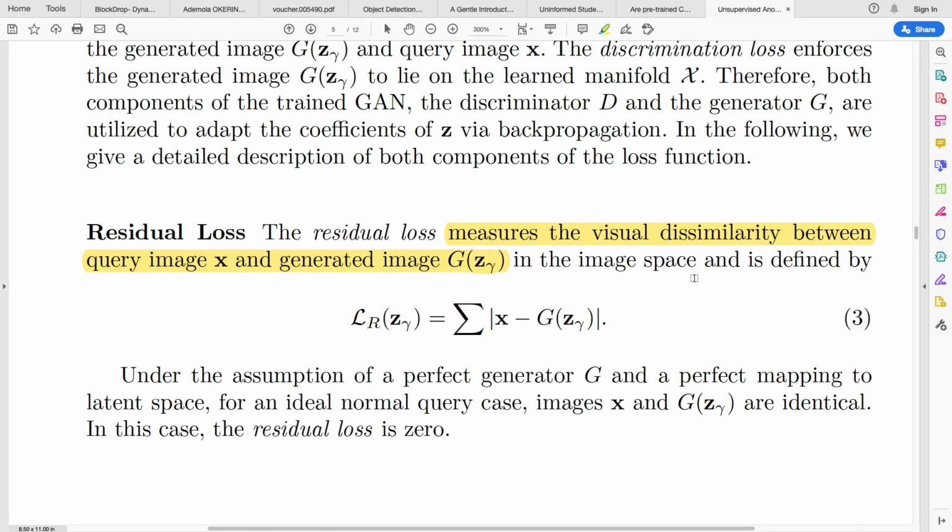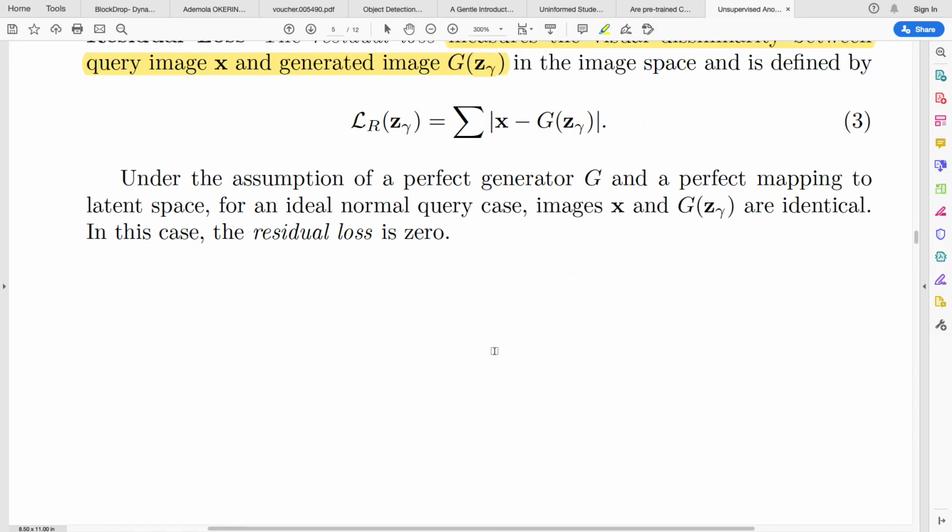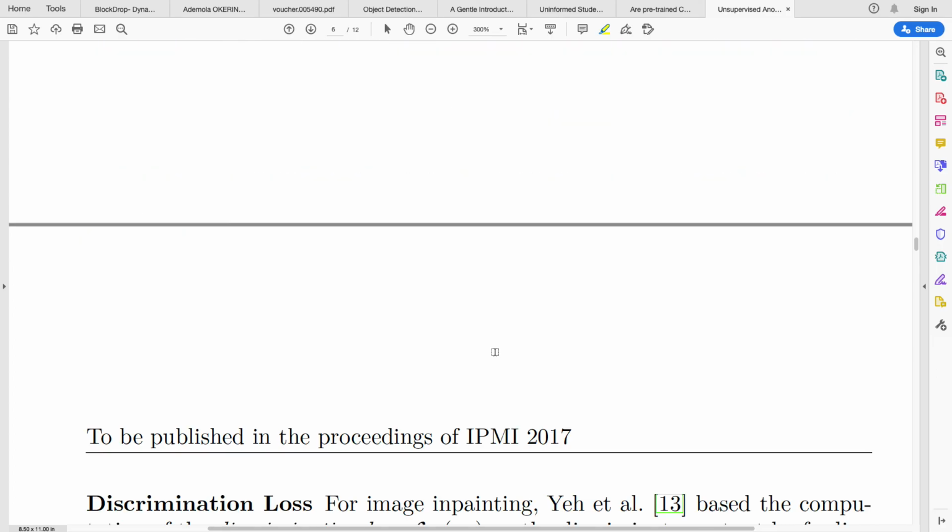This is a residual loss. We'll have a tutorial on the residual loss soon, but essentially it measures the visual dissimilarity between the query image and what is generated in the image space. So this is the generator, this is the query image, then you measure how far apart what is generated is from what is supplied. Like I said, we'll look at this in more detail. These are interesting.